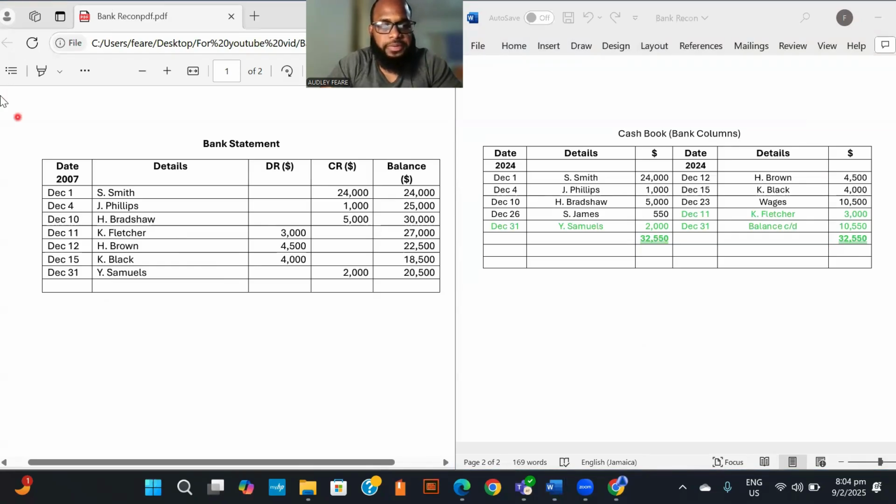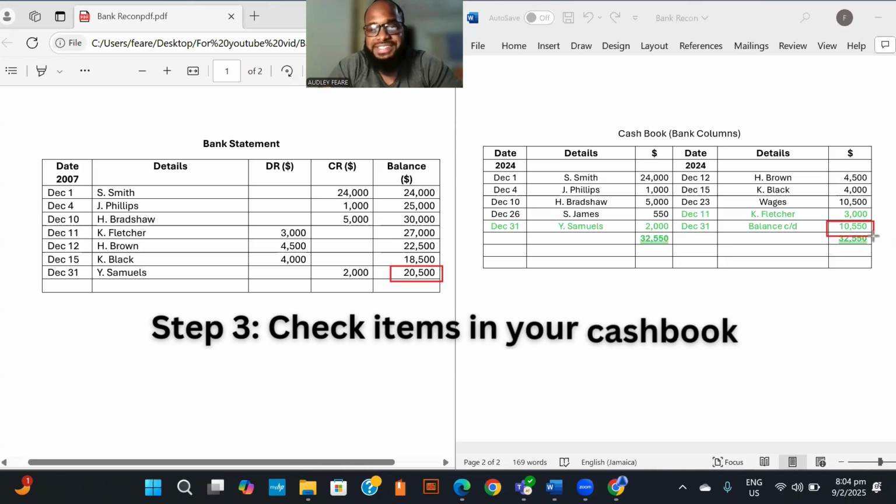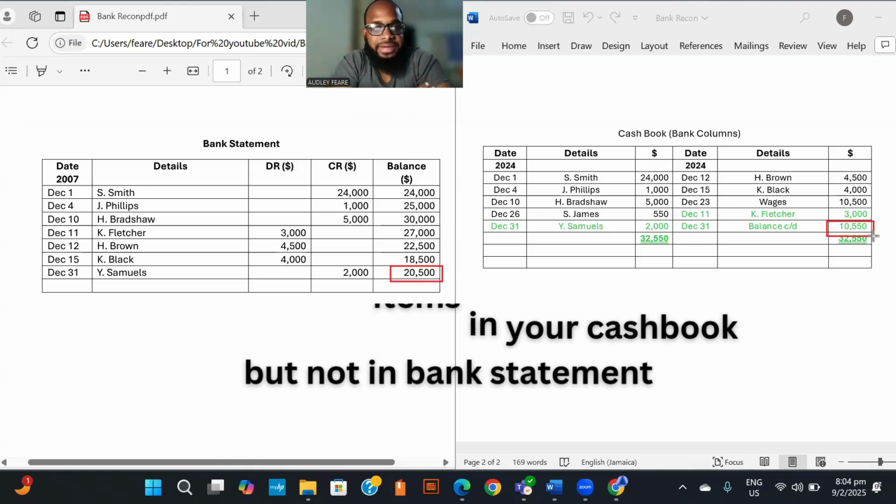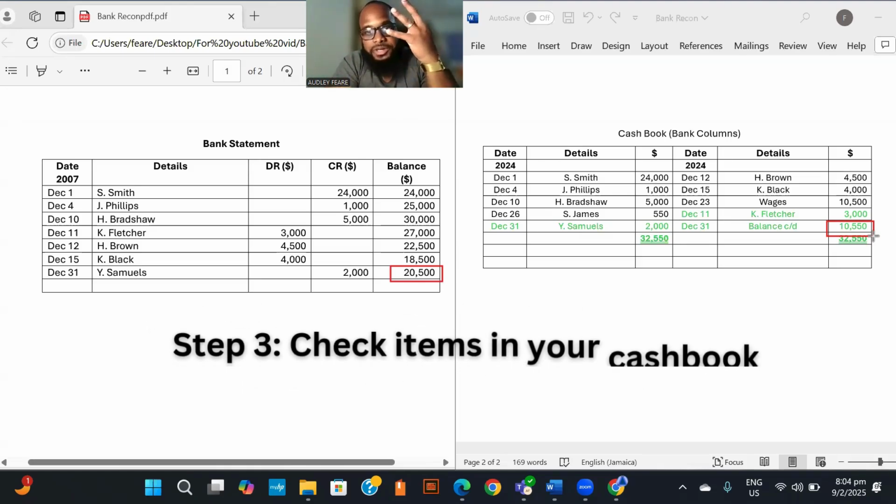If we look here, it is 20,500 and 10,550. So something is still not correct. So now we have to look at what is in our cash book, but not in our bank statement. That is our step 3.